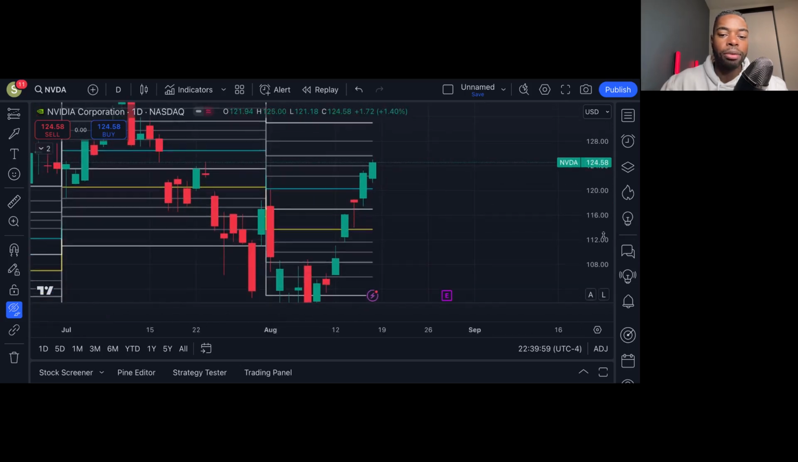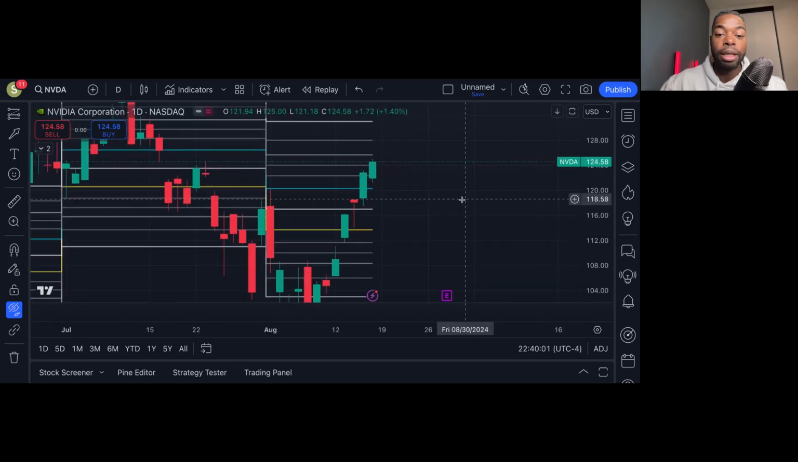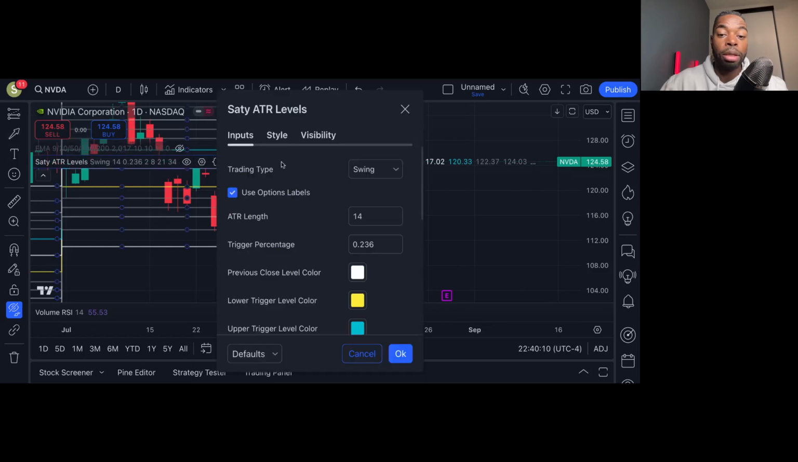All right, the next indicator I use, Saudi ATR levels. What is an ATR level? It's an average true range. It's calibrated for every stock, and it gives you the average move that a stock typically will make in a given time period. Right now, I am on the swing setting.